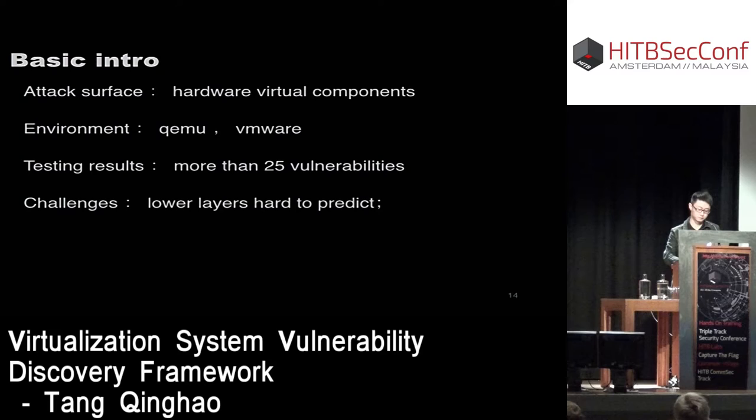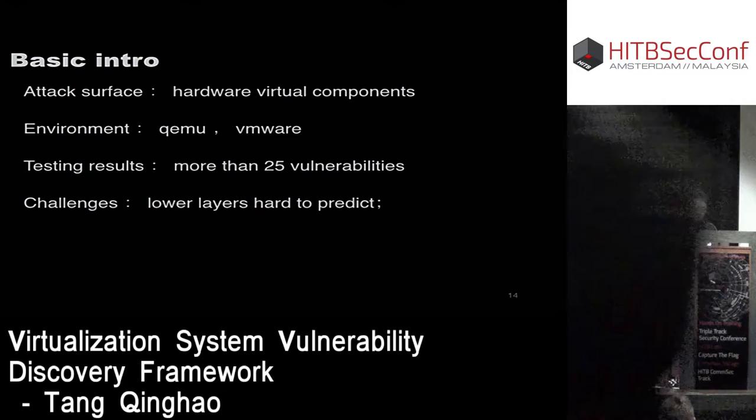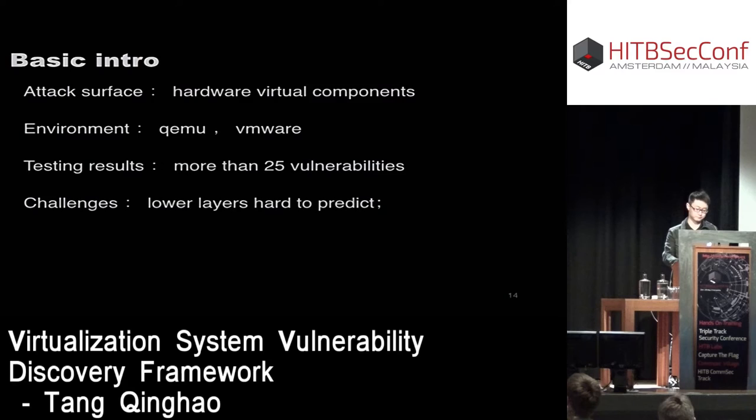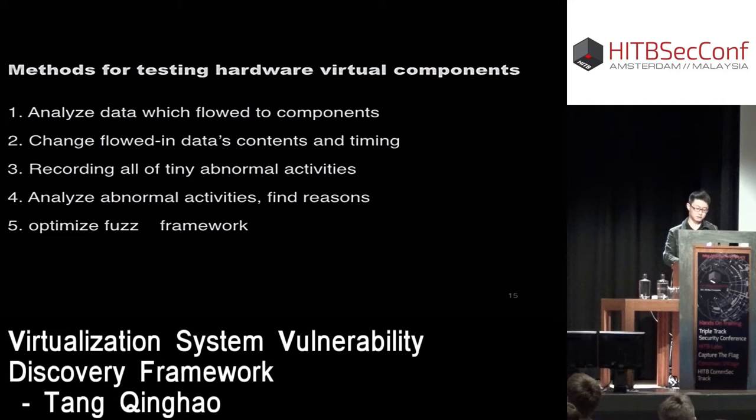Before starting more details, we need to know that as a testing project for virtualization systems, the attack surface we focus on is hardware device simulators. We have finished testing work on several components within QEMU and VMware Workstation and found 25 security vulnerabilities until now. The biggest challenge we faced is that it's hard to test the target components of the bottom layer. Then let's see what's the best way for testing hardware device simulators.